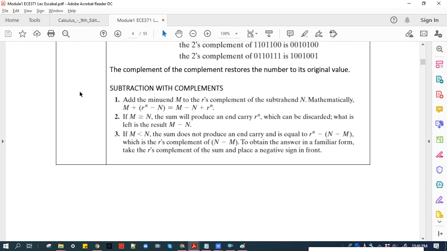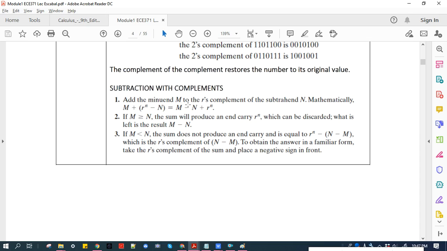Subtraction with complements. This is the process. First, we add the minuend M to the r's complement of the subtrahend N. Mathematically, that would be M plus... if we subtract, we have the minuend and the subtrahend. The minuend is the upper number where we subtract from, and the subtrahend is the number that we are subtracting.